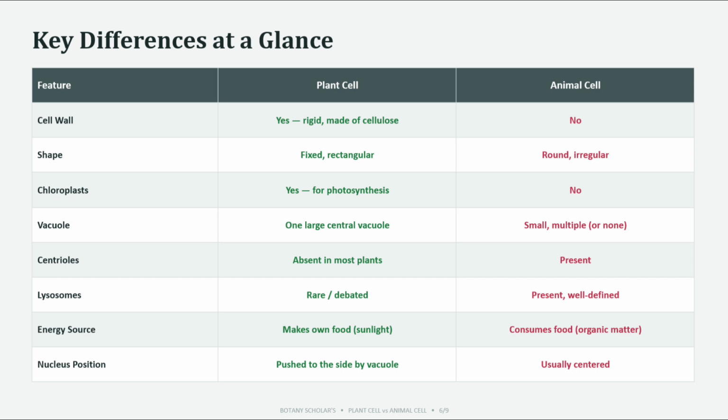Let's lock this in with a quick comparison. Plant cells, cell wall, yes. Animal cells, no. Plant cells, fixed rectangular shape. Animal cells, round and irregular. Chloroplasts, only in plants. One giant vacuole, only in plants. Centrioles and well-defined lysosomes, mainly in animals. And the biggest difference of all, plants make their own food using sunlight, while animals consume food to survive.